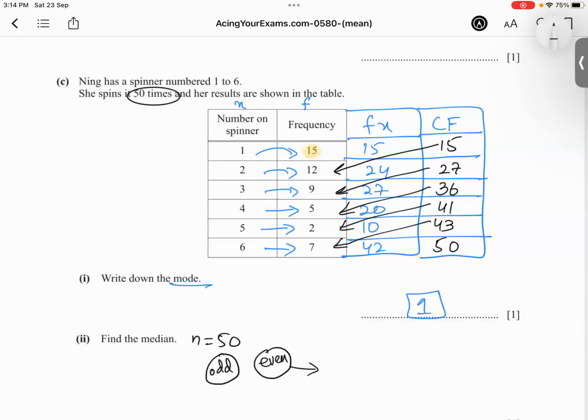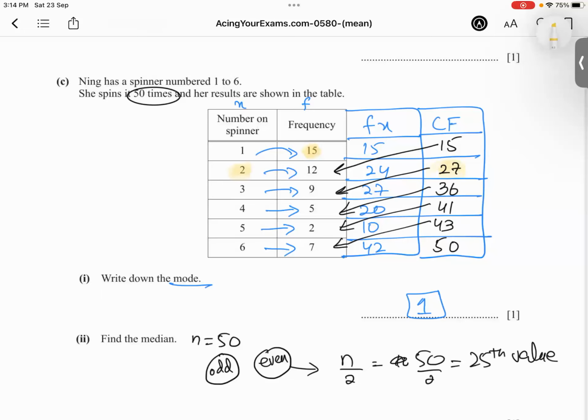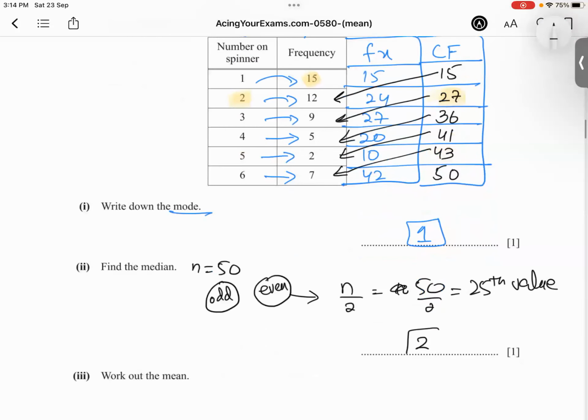It's even. For even, we have the formula n by 2. So it is 50 divided by 2, which means the 25th value. So the 25th value, everybody, is right here. It means that the number of on spinner is 2. So the result is 2.